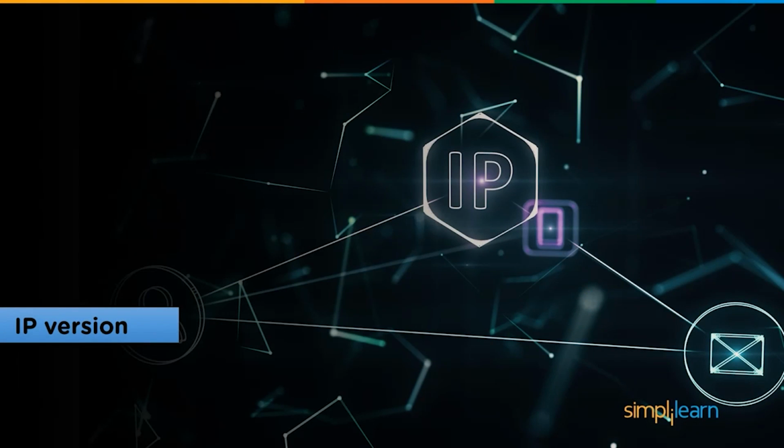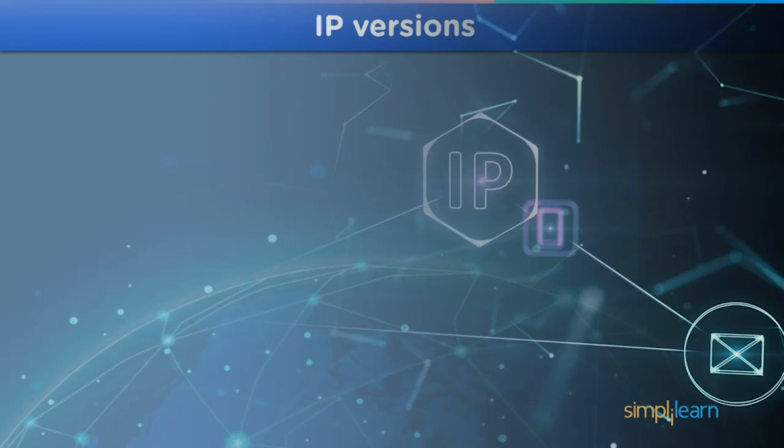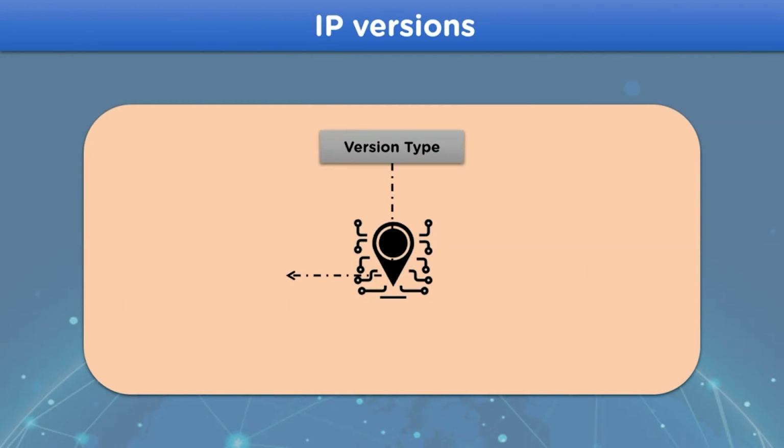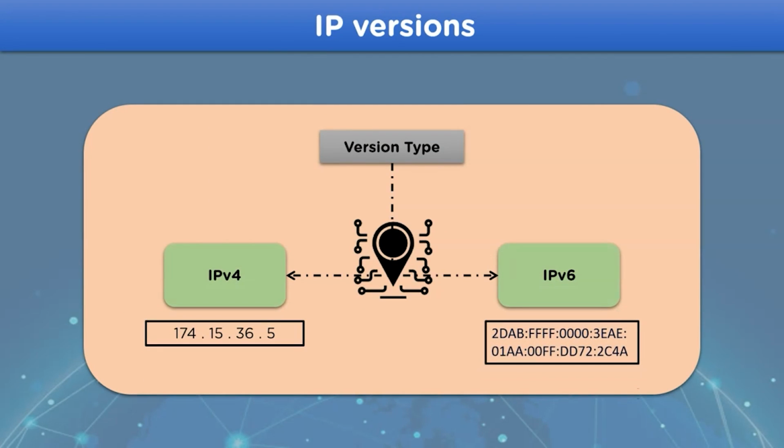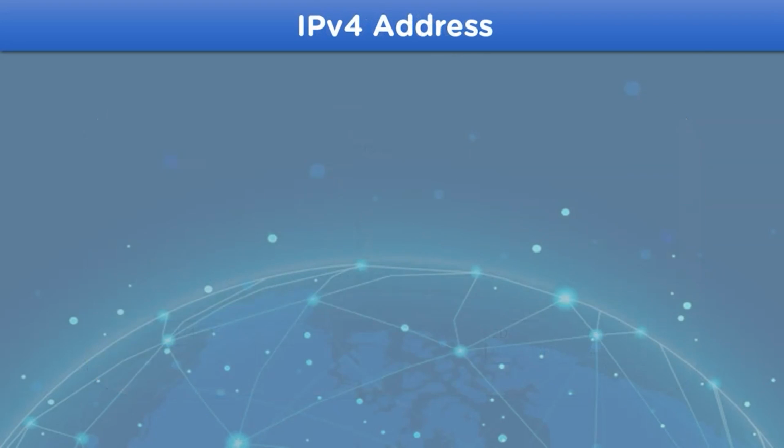Let's now take a look at different versions of IP address. IP addresses can be divided into two types, where the first type is known as IPv4 address, whereas the other is known as IPv6. Let's take a look at both of them in detail.